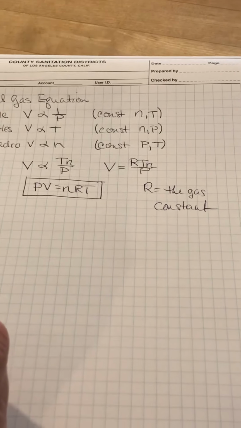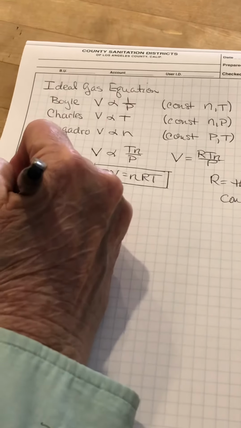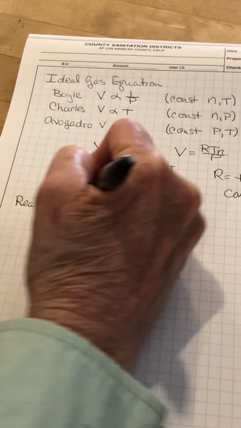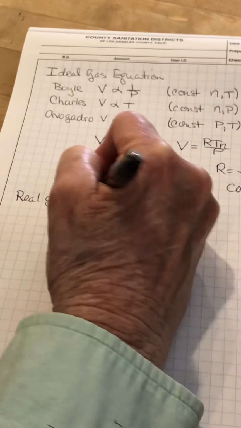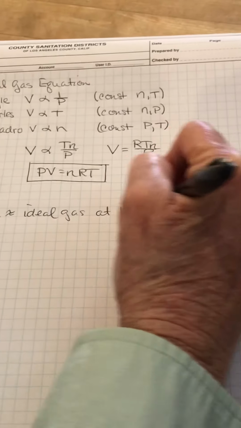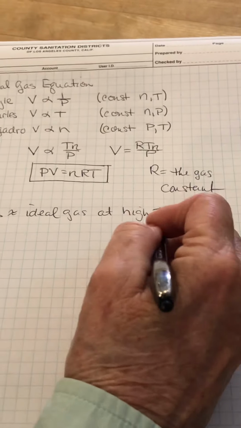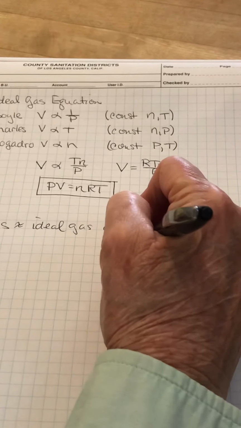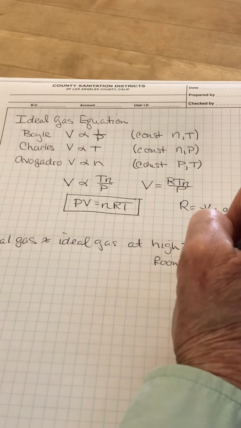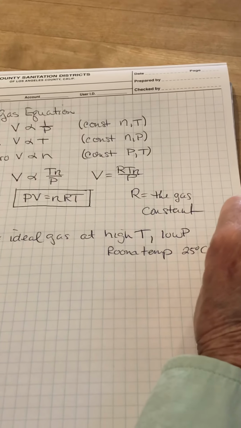This describes an ideal gas, and we deal with real gases. But a real gas, something like oxygen or nitrogen, approximates an ideal gas at high temperature and low pressure. Believe it or not, high temperature and low pressure are room temperature conditions. What we'd have in the lab, 25 degrees C and 1 atmosphere.